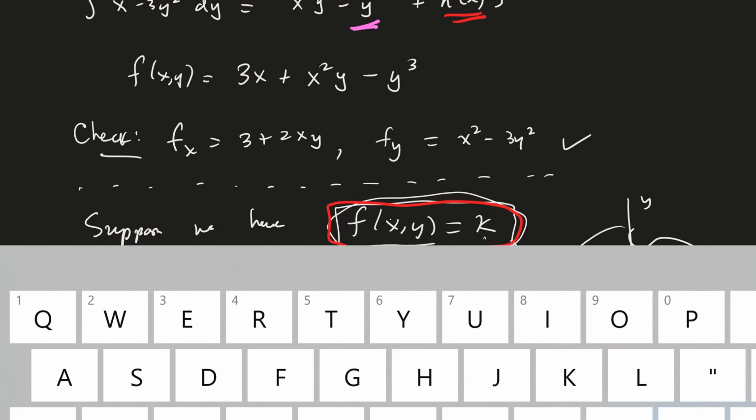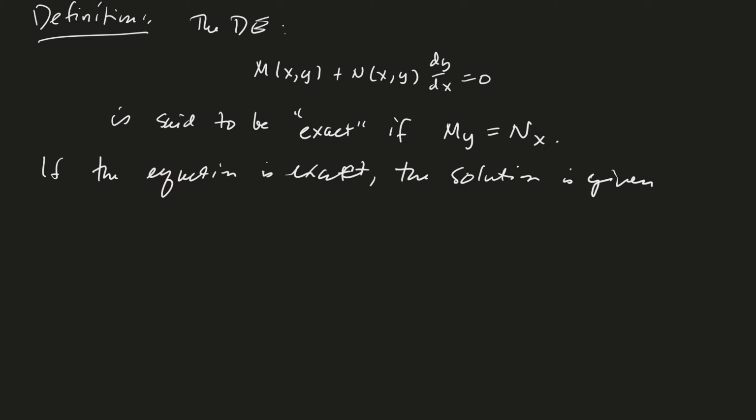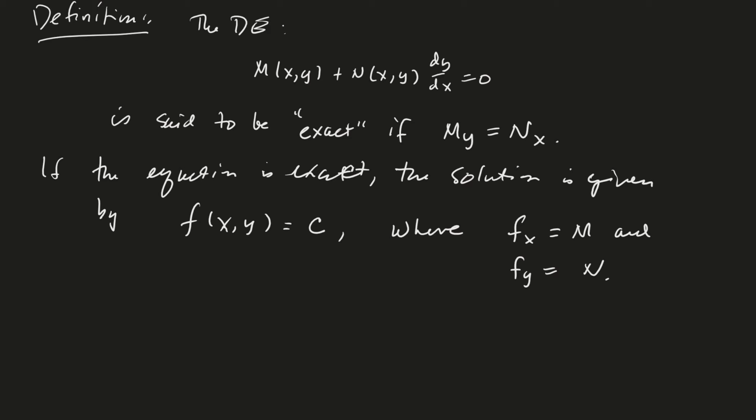And so, how to solve this thing then? So if the equation is exact, the solution is given by f(x,y) equals c, where f sub x equals M and f sub y is equal to N. Good. And that is section 2.6. That is the exact equation.